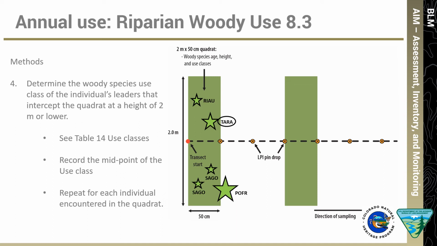For each individual, record the woody species use class on the datasheet using the midpoint of the use class in Table 14. Repeat the use class determination for each riparian woody species individual encountered in the quadrat. In the example diagram, record use for each of the 5 individuals shown in the quadrat. Review use class descriptions periodically while reading the quadrats to maintain precision and accuracy.